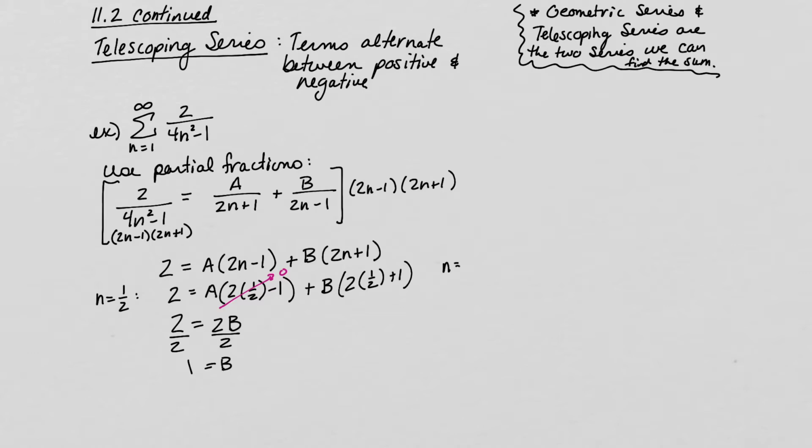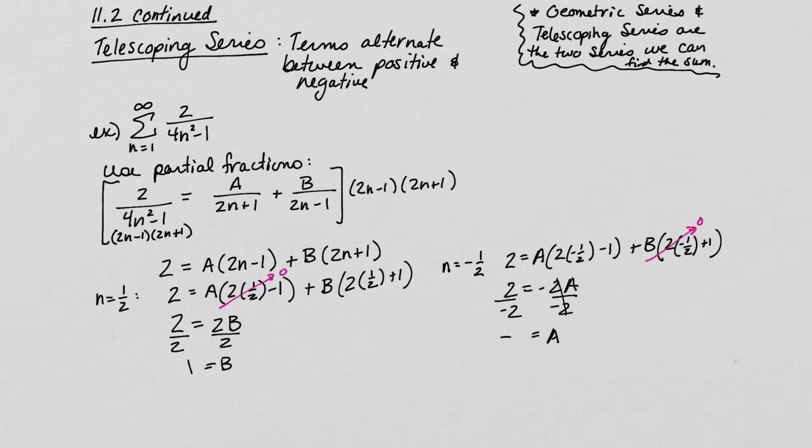So what's another nice value I could plug in? Okay, minus 1/2. So I've got 2 is equal to a times 2 times minus 1/2 minus 1 plus b times 2 times minus 1/2 plus 1. In this case, the second term here goes to 0. The first term I have minus 1, so that's a negative 2. So 2 equals minus 2a. Divide by negative 2. A ends up being equal to negative 1.